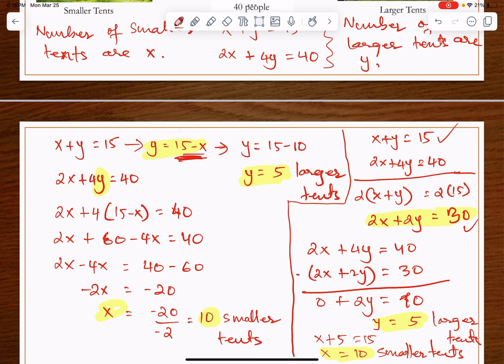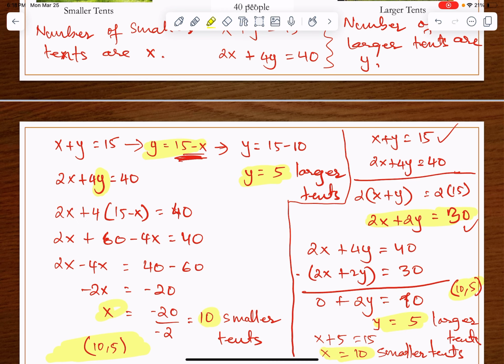So how can you write it as an ordered pair? You can write the x value is 10, the y value is 5. If you need to write an ordered pair, you can always write it like this. So we got our number of smaller tens, 10, and also the larger tens, that is 5. Similarly here you can write the ordered pair 10 comma 5. So our solution is represented as an ordered pair. Now we solved using algebra in these two different ways.